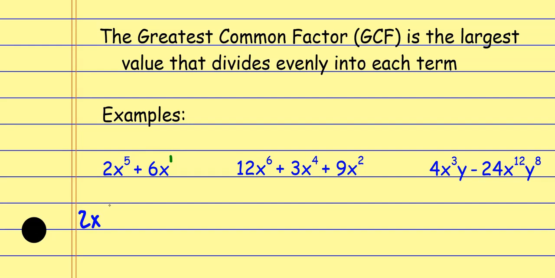So it's a 2x that I factor out and I divide. 2x to the 5th divided by 2x is an x to the 4th. See, the 2's give me a 1, and I subtract the exponents. 6x divided by 2x is a 3. Again, 6 divided by 2 is a 3. X divided by x is a 1. Kind of cancels out. And that's it.